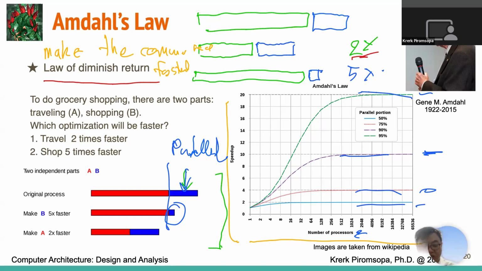Okay, similar thing. Let's say now you move next to the supermarket. You don't have to travel, so you don't have this. No more traveling. But you still have to do the shopping. You cannot make it any faster. So it would saturate somewhere. That's the upper bound.